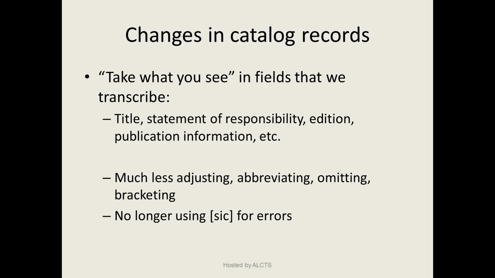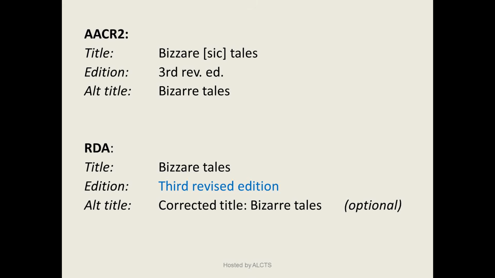In RDA, the overarching principle is take what you see. So there will be much less adjusting, abbreviating, omitting, and bracketing. And this will mean that it is easier for machine capture of data as well. And from anecdotal evidence, it is also a lot easier for new catalogers to learn. Now, one example is that we're no longer using that Latin sic, S-I-C, to indicate errors, and here's an example.